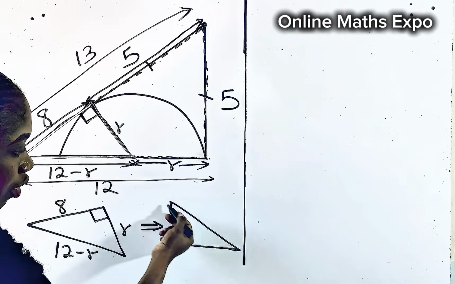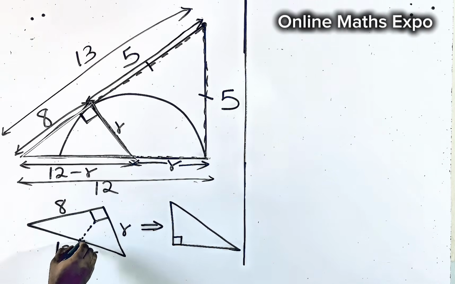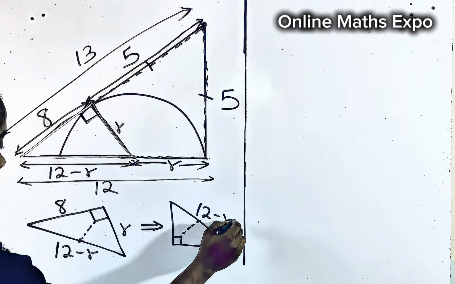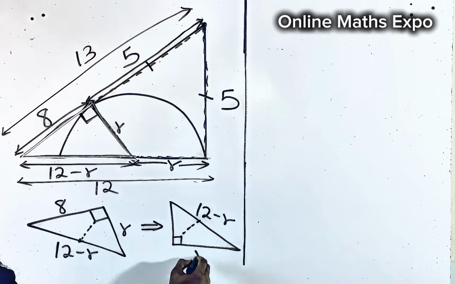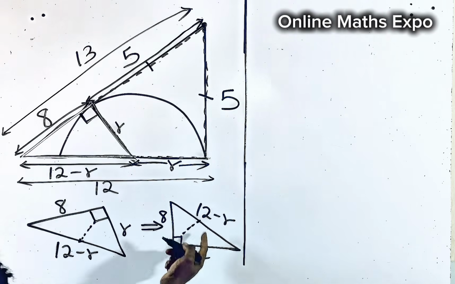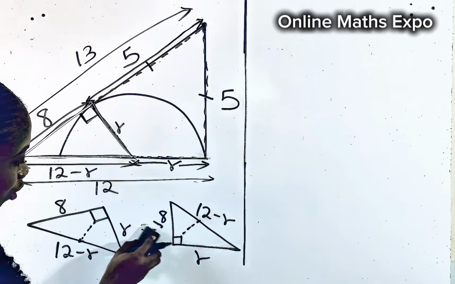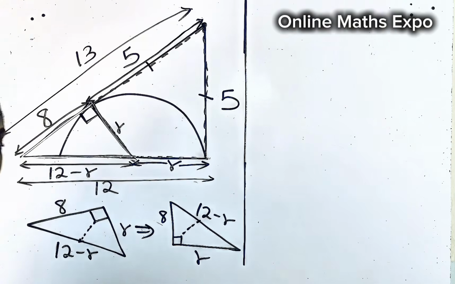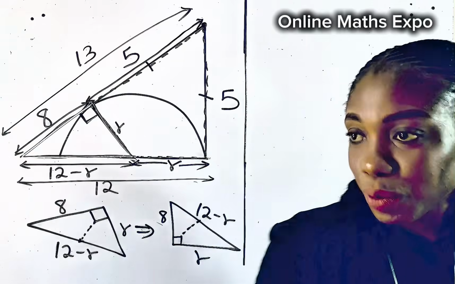This is your longest side. Watch it. Did you see this length? It's the same side. So here is 12 minus r. This is the base, which is r. And this length is 8. Now, when you are working with the sides of a right triangle, always remember to use your Pythagoras theorem. And using your Pythagoras theorem, this is what we have.